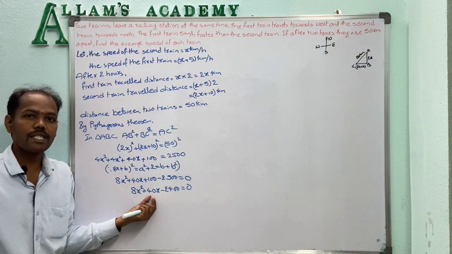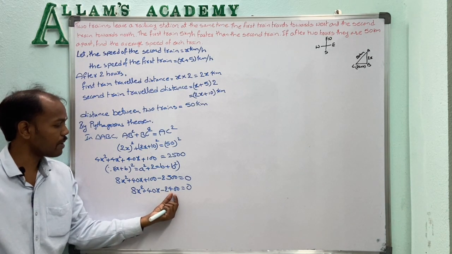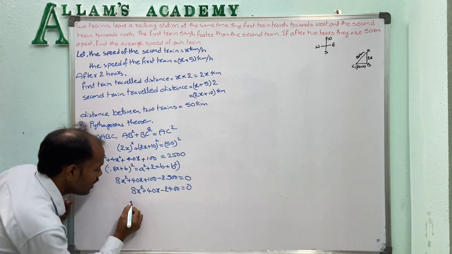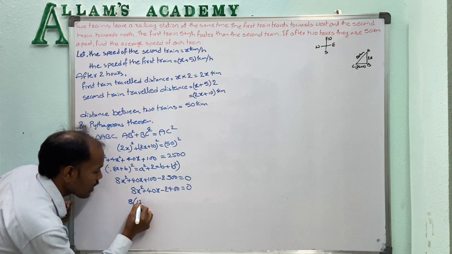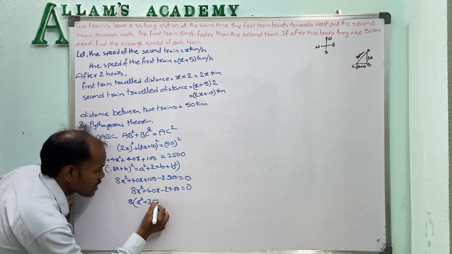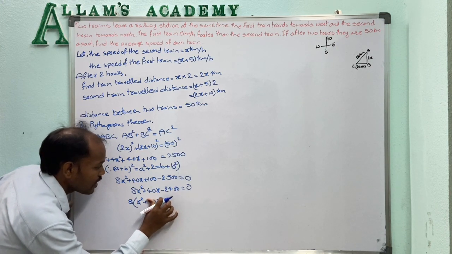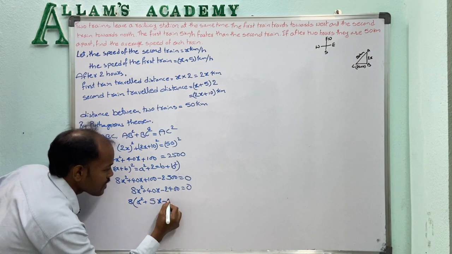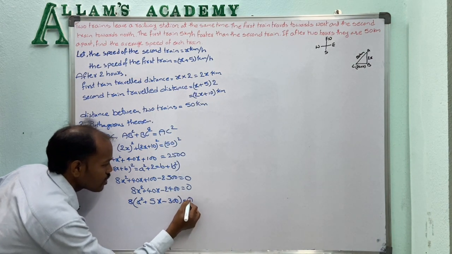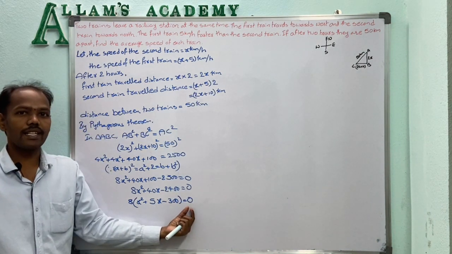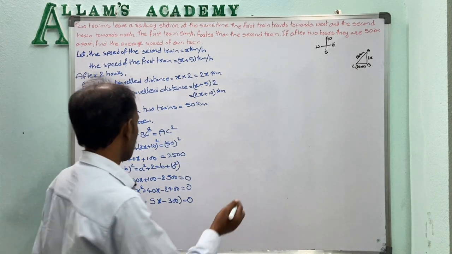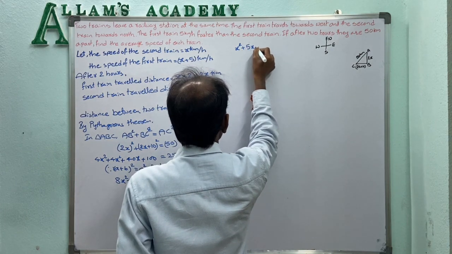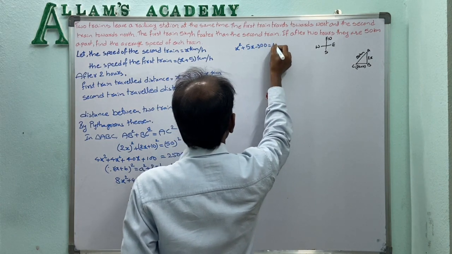Now 40 can be expressed as 8 into 5 and 2400 can be expressed as 8 into 300. That means in that all we have a chance to take 8 as common. So 8 will be taking common, 8 into x square plus 5x minus 300 equal to 0. Now multiplication 8 transfer to this side, division 0 by 8 is equal to 0. That means x square plus 5x minus 300 equal to 0.